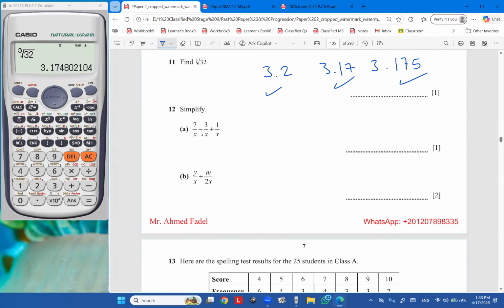So 7x minus 3x plus 1x, the denominator doesn't change. 7 minus 3 is 4, plus 1 is going to give you 5. Over here, I need to make the denominators the same first. So it's going to be 2y over 2x plus m over 2x. 2x stays the same because now the denominators are the same, and it's 2y plus m over 2x.